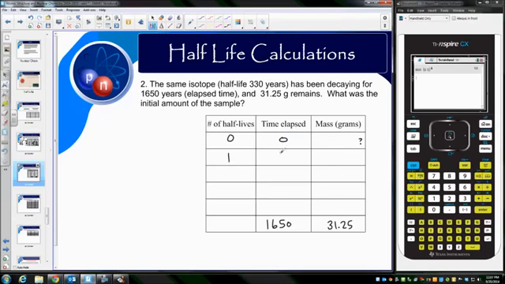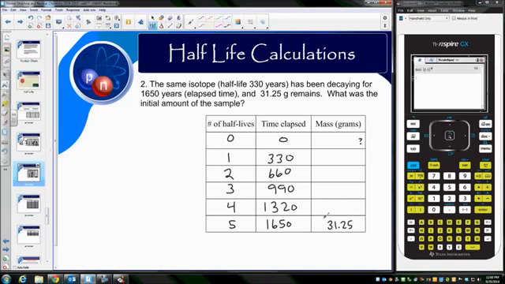After 1 half-life, time elapsed would be 330 years. After 2 half-lives, 660. 3 half-lives, 990. 4 half-lives, 1,320. 5 half-lives would be 1,650. We add 330 each half-life. Okay, or sorry, each box. So what would our original mass be?